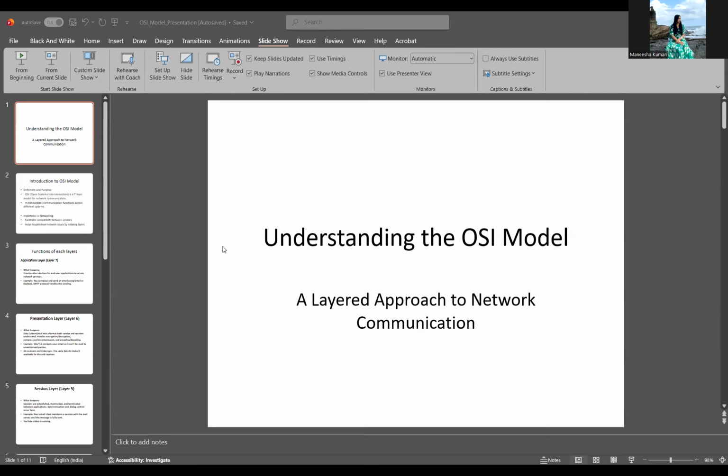So OSI model is one of the most important and basic topics of networking, and it's important not just for freshers, but also for experienced candidates. In interviews, it's one of the most asked questions, and the interviewer may judge your understanding by asking it. It's very important to mention a few points which you will see in upcoming slides to explain the OSI model.